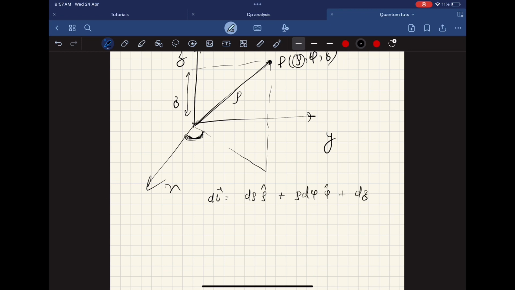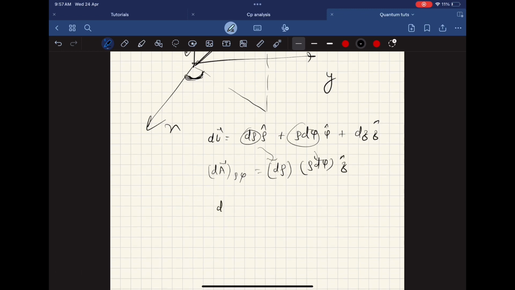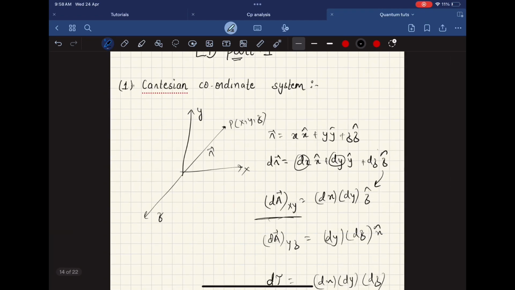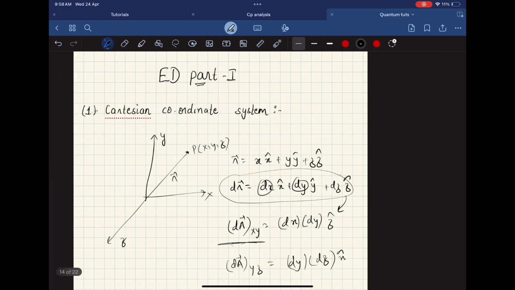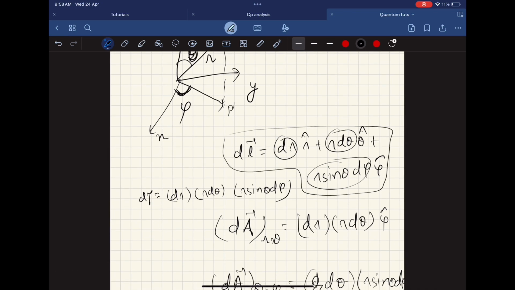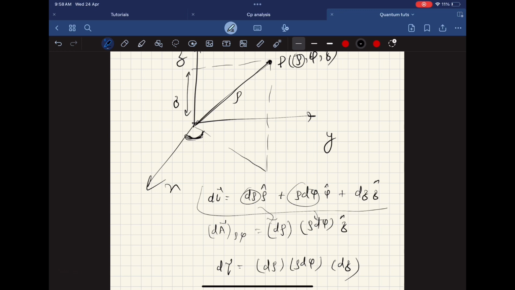Okay, so if I want to write the dA vector in the rho and phi directions, then it is d rho into rho d phi, so the product is this, and here z-cap. If I want to write d tau here, that is d rho into rho d phi into dz. So what we have to remember in all three cases is this dl. The Cartesian coordinate is very simple. In spherical coordinates this is dl, and in cylindrical coordinates this is dl.